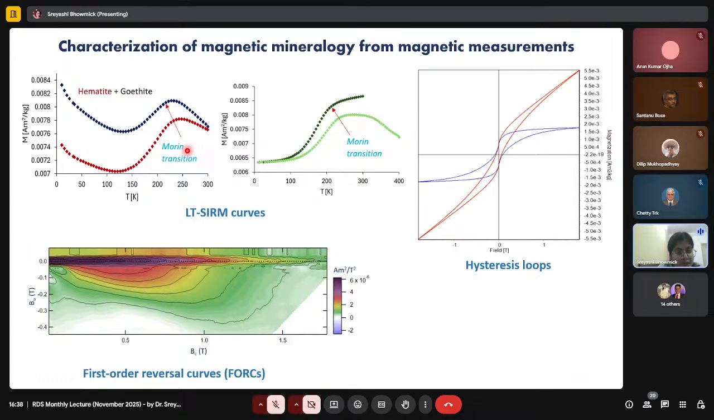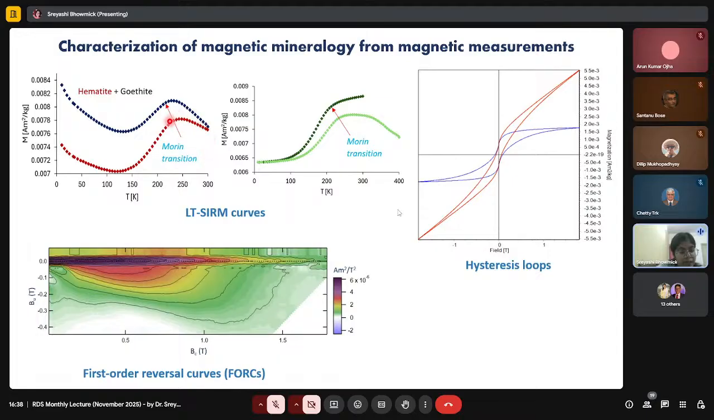Normally, the electron spins in hematite are aligned along the basal plane. And once we cross this temperature range, the electron spins are reoriented and they become parallel to the c-axis of the hematite, due to which a weakly antiferromagnetic hematite changes into a very strong antiferromagnetic mineral. So this is distinctive of hematite.